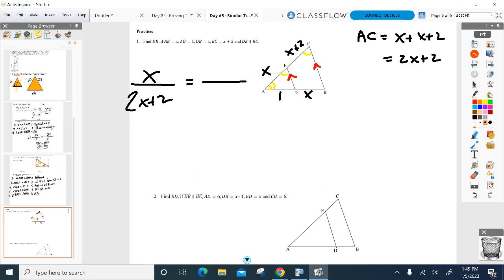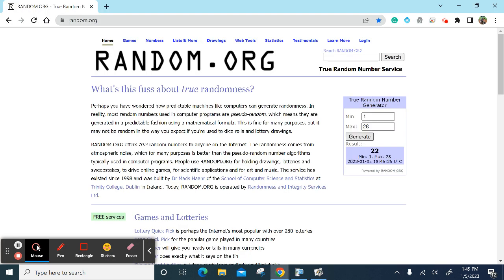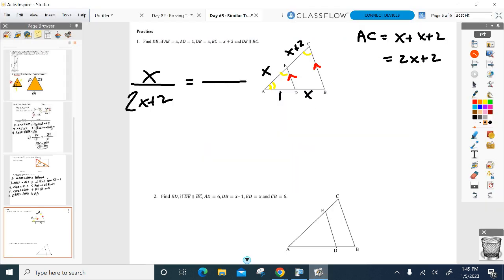Next, what must I put here now? It's got to be a side that came from the same triangle as x, right? So what else do I have left over? What else do I have left? 1, AD.